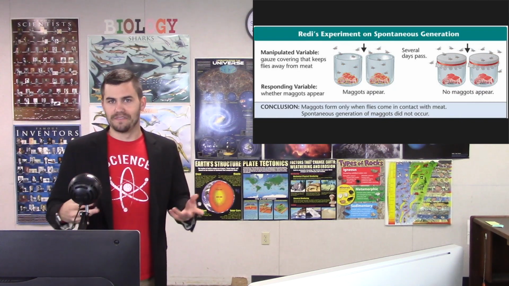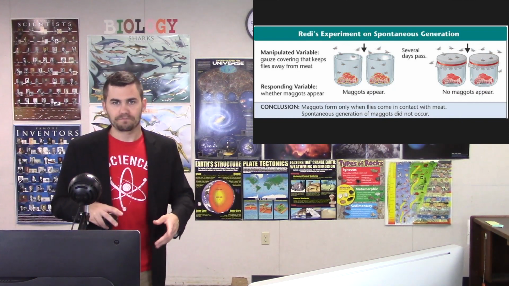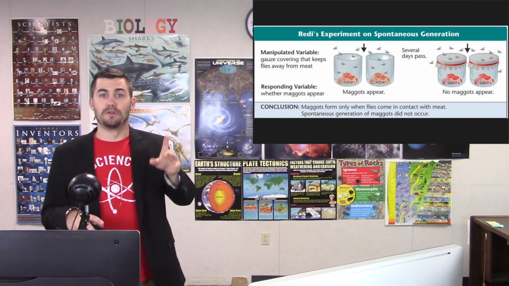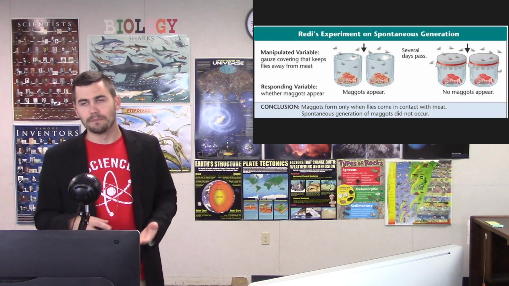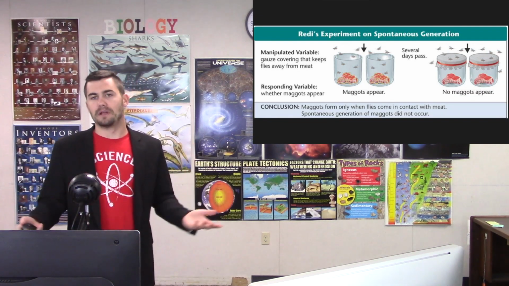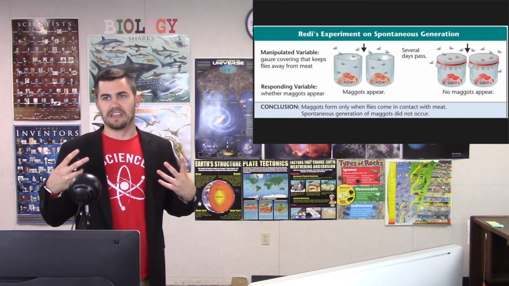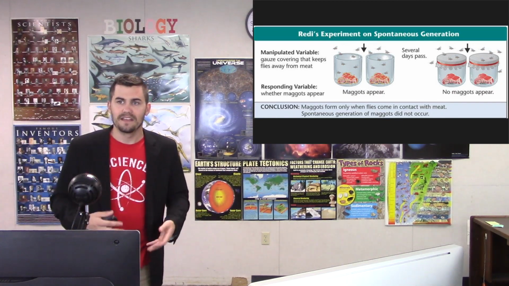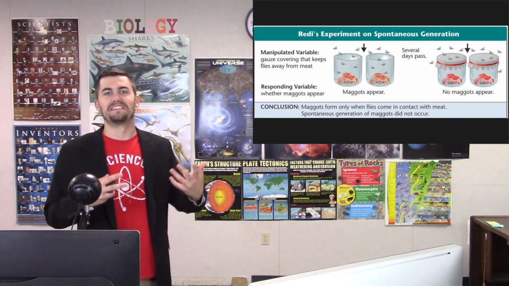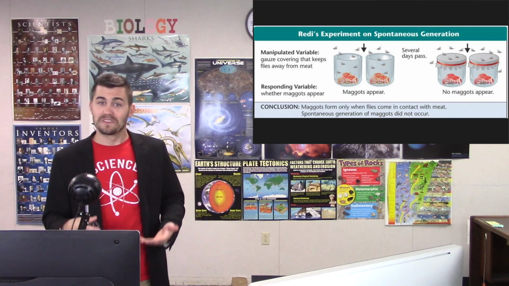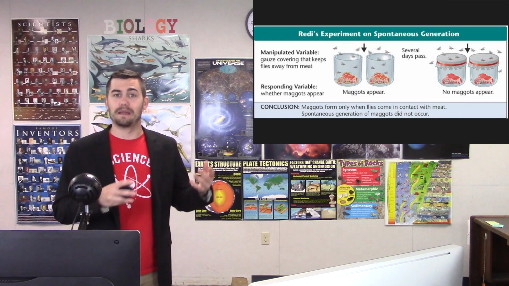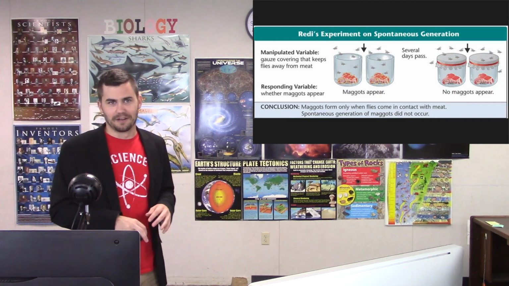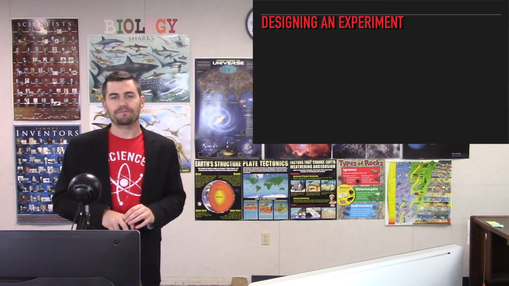And lo and behold, not very surprising to us, and here they call the independent variable the manipulated variable, which means the same thing. Well, lo and behold, there were no maggots on the covered up jar. So to Redi, this disproved the idea that meat produces maggots. Cool. So this is an example of how a previous idea gets overturned. However, we're nowhere close to done with this idea yet.